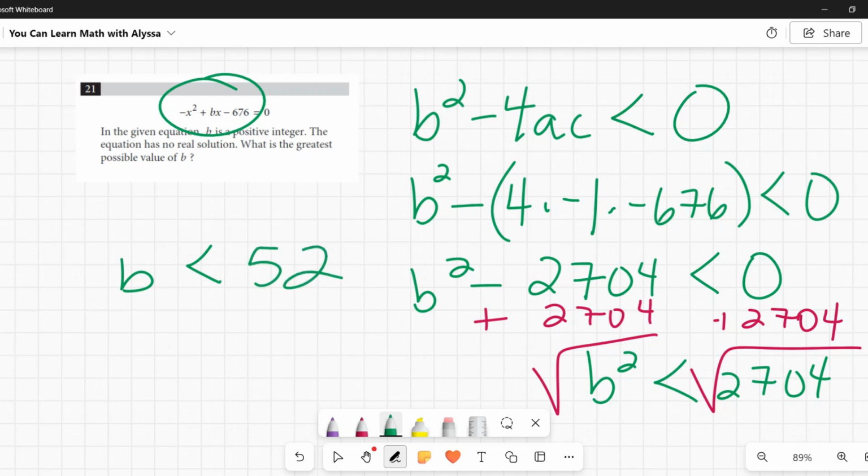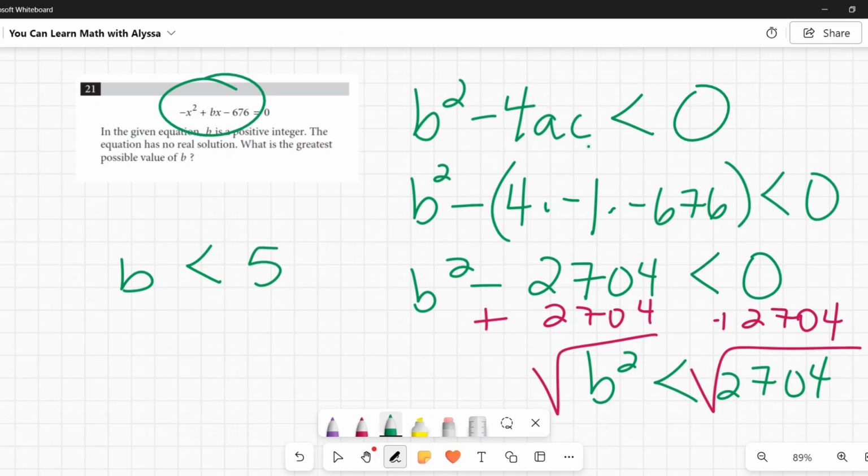And I guarantee you there will be students that put 52 as their answer, but it is not, because it says b has to be less than 52, not equal to it. If it is 52, this would have a solution. And we are told it is a positive integer, so no fractions or decimals. So what is the greatest, because that's what we want. We want that greatest possible integer.